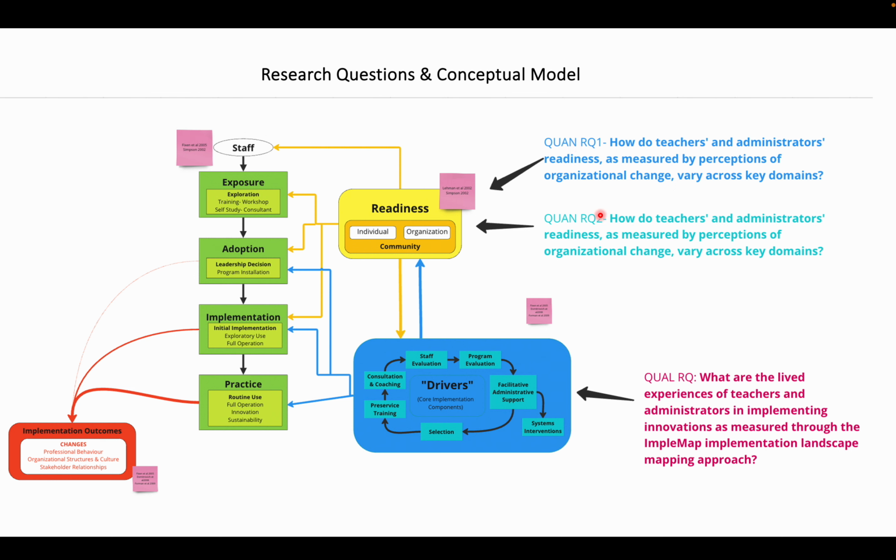The two research questions here are really focused on readiness in terms of organizational structures and also attitudes, perceptions, and beliefs of stakeholders, teachers, and administrators. And the qualitative question is focused on the drivers, and this is the conceptual model that we have laid out in terms of implementation science. The overall goal is to facilitate the capacity for innovation by supporting implementation.